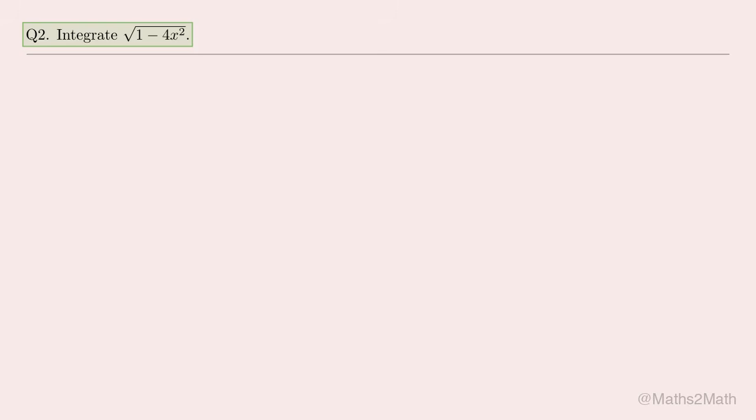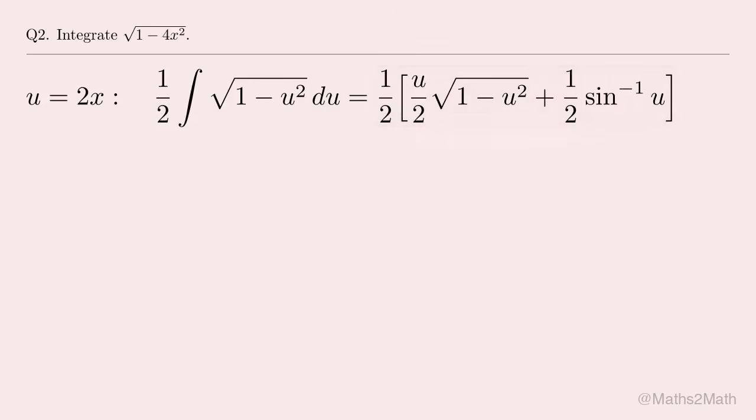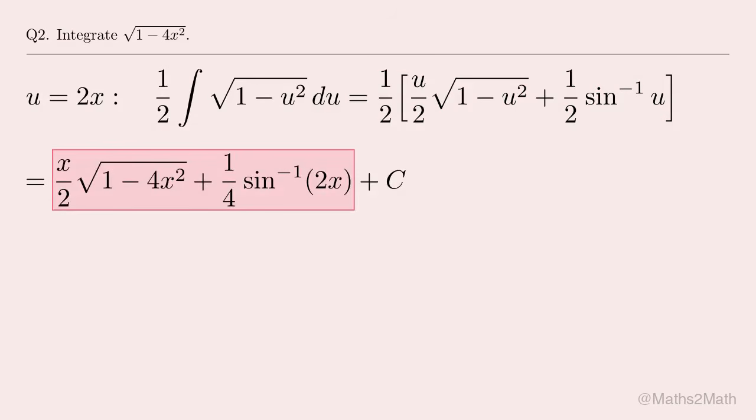Question 2. The root of 1 minus 4x squared. Substitute u equal to 2x first, then the same formula, with a equal to 1. The substitution halves the integral. Back in x.